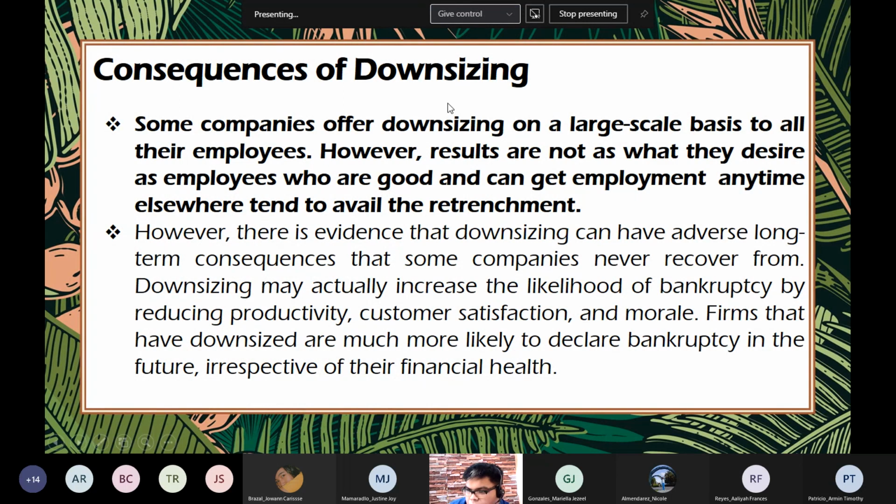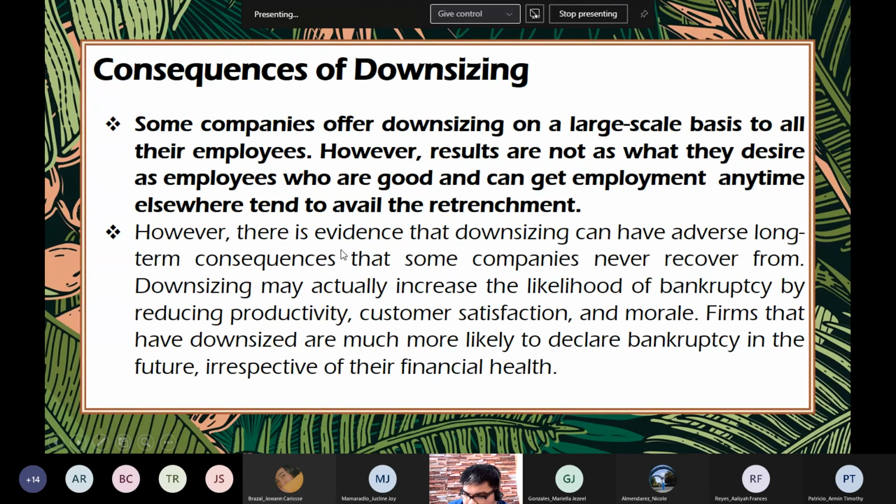So some companies offer downsizing on a large scale basis to all their employees. However, results are not as what they desire, as employees who are good and can get employment anytime elsewhere tend to avail retrenchment. So kung akala ng company nakakatipid sila, yes, nakakatipid sila, but in the long run, tatamaan pa rin sila. Kasi yung mga magagaling, yun yung mga umaalis. Yung mga natitira sa company, yun yung tinatawag nilang latak. Huh? Yung mga wala na mapuntahan.